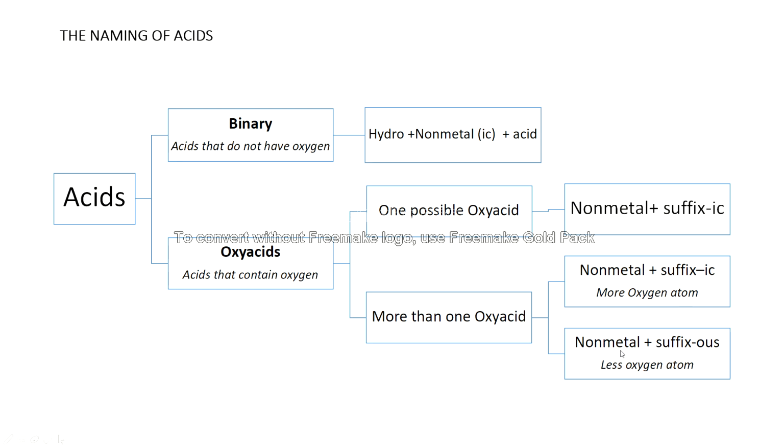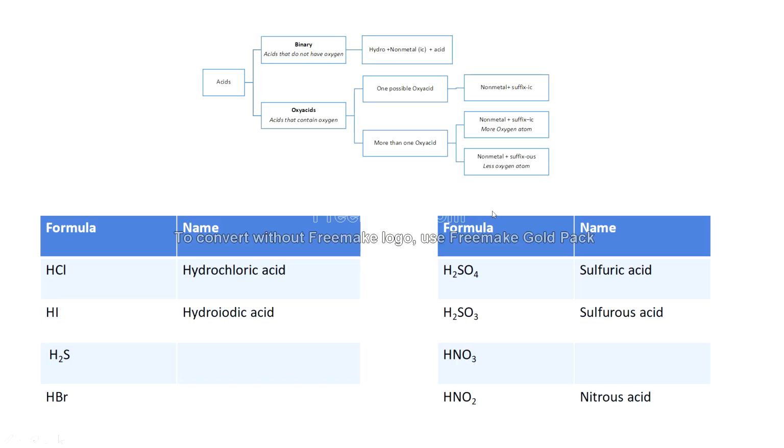But then if we have fewer oxygen atoms, it means that instead of IC, the name of the acid will end with OUS. So as we can see, the naming when we have more oxygen atoms is the same as when we have one possible oxyacid. So don't forget that.